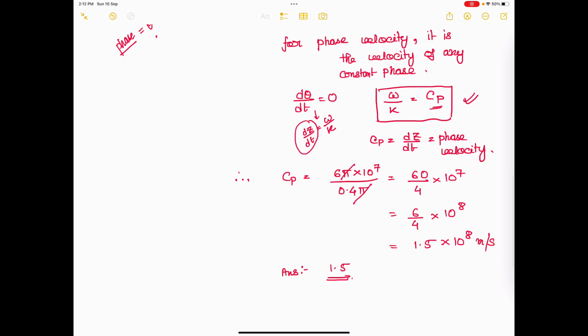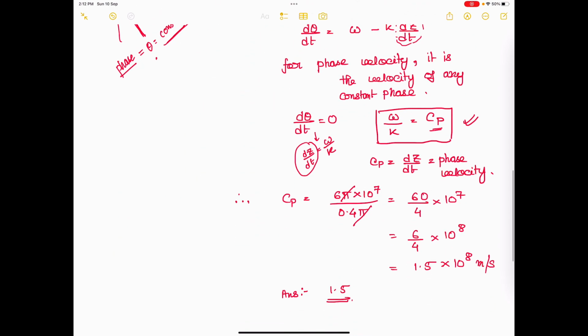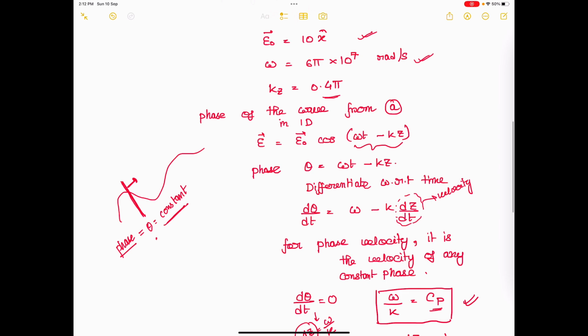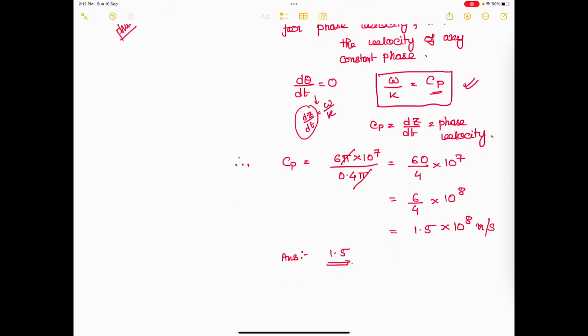Now just put in the values. Omega is given, 6 pi into 10 to the power 7, and kz is also given, that is 0.4 pi. If I do it, 60 by 4 into 10 to the power 7, I take a 10 into the power term, so it becomes 6 by 4 into 10 to the power 8. Why am I doing it? Because in the question the blank into 10 to the power 8 meter per second needs to be found, so it becomes 1.5 into 10 to the power 8 meter per second. Therefore the answer is 1.5 in the numerical type question.